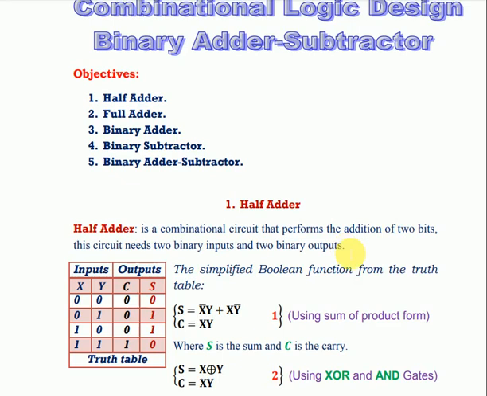Today we are discussing the topic combinational logic circuits. First of all, we have to know what combinational logic circuits are. These are circuits that consist of logic gates whose output at any time is determined directly from the present combination of inputs, without regard to previous inputs.